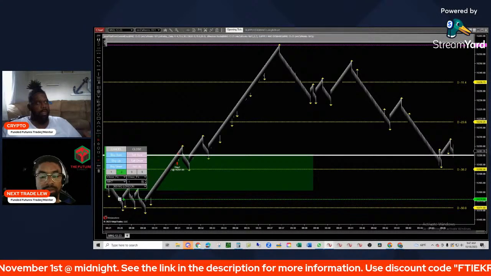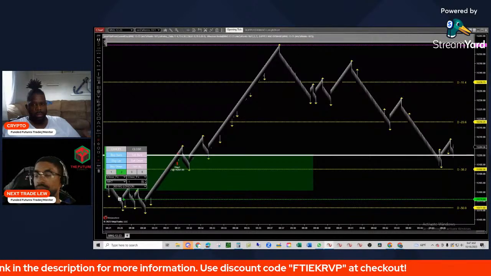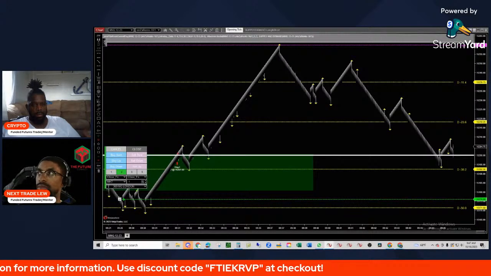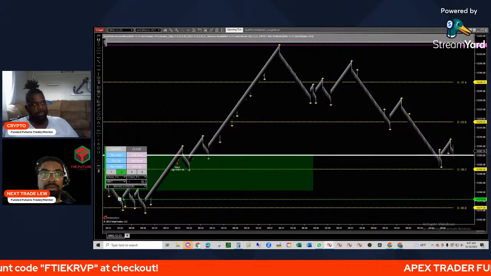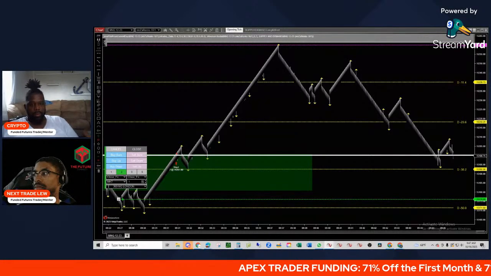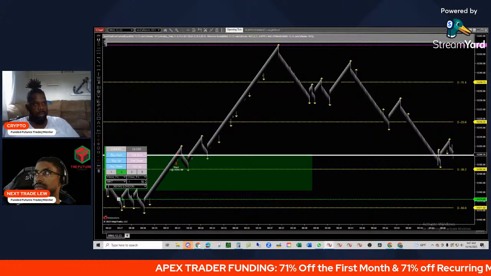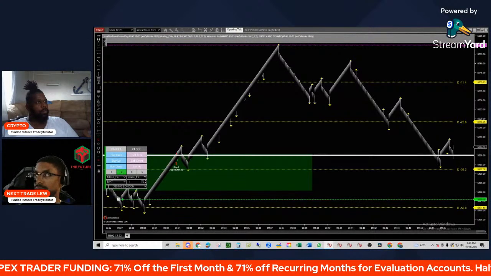I think this might be like a 38.2 or maybe 50% retracement to go back to the downside for oil. I mean, it's in the demand zone as well. Let's see what they're trying to do.